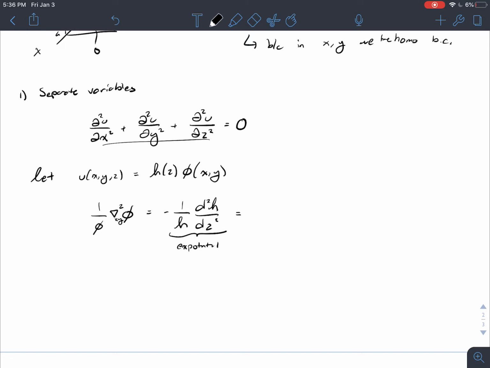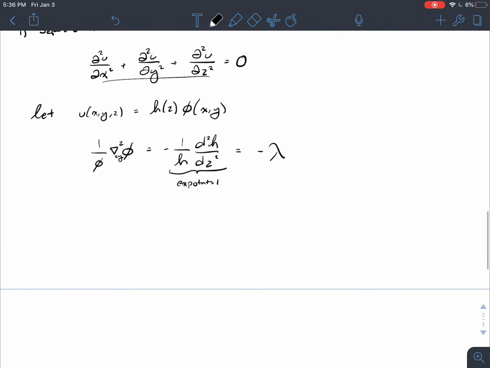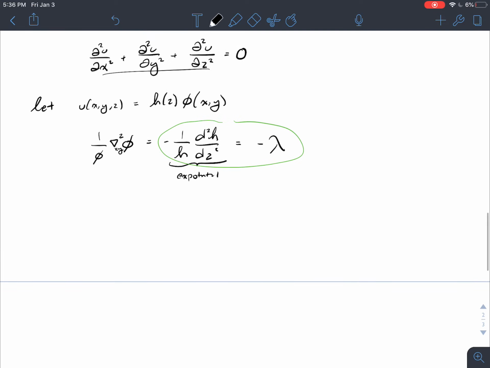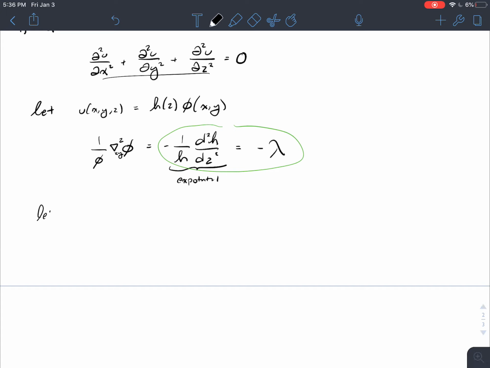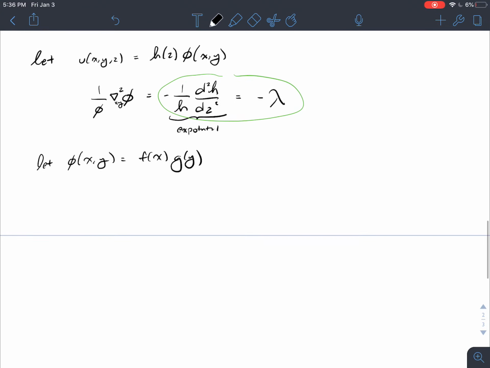Cool. So consequently, since we want exponential solutions in z, we are going to want a differential equation with real numbers, right? So no imaginaries. So we're going to define our separation constant as a negative number here. So let's call it negative lambda, okay? This green circle right here is going to form our first differential equation. But now we have to continue separating variables. So we have to separate out the x and y dependence, okay? So let's also let phi of x, y be equal to f of x times g of y, okay?